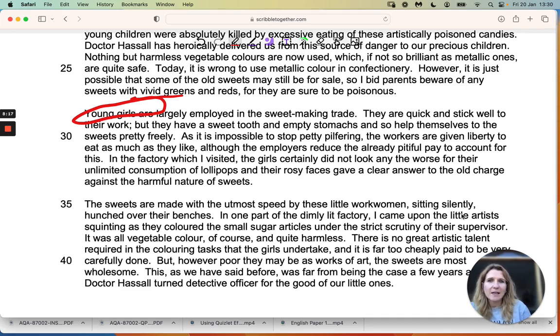They are quick and stick well to their work. They have a sweet tooth and empty stomachs.